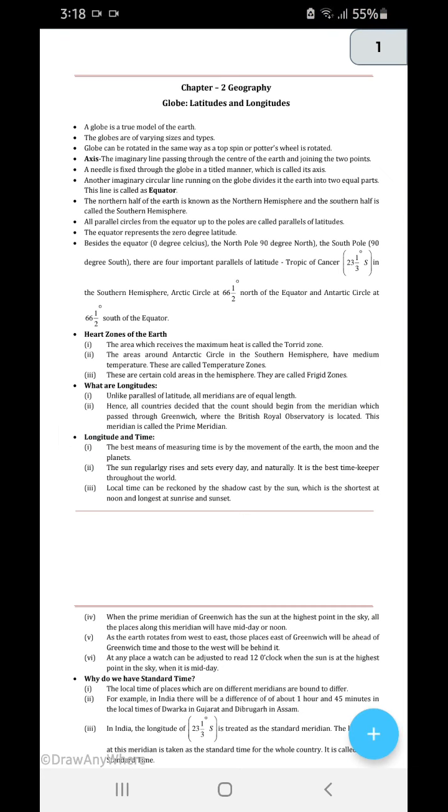So let's start. A globe is a true model of the Earth. Globes are of varying sizes and types. They can be rotated in the same way as a toy spin or a potter's wheel.